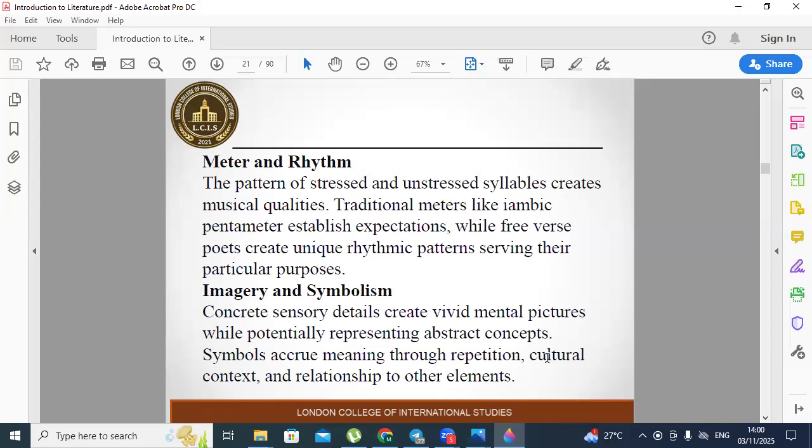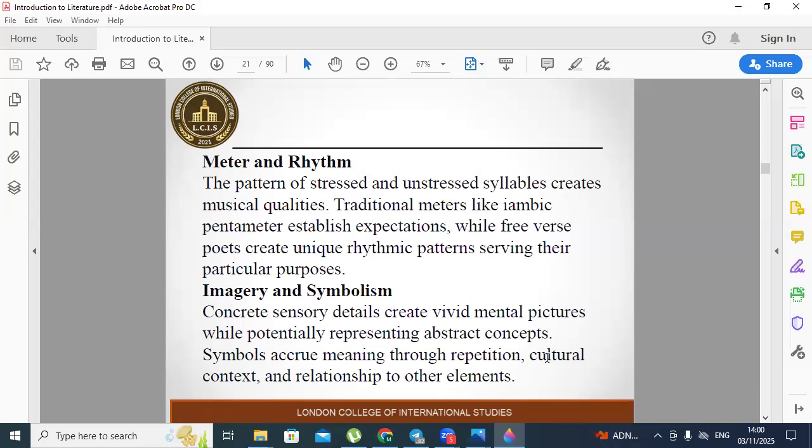Meanwhile, free verse poets create unique rhythmic patterns serving their particular purposes without following predetermined metrical patterns. Imagery and symbolism: concrete sensory details create vivid mental pictures in readers' minds. Good poetry doesn't tell us she was sad. It shows us images that convey sadness: gray skies, wilted flowers, a single tear.